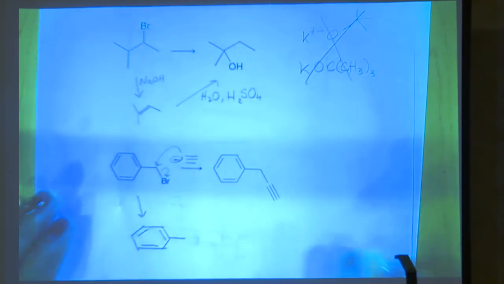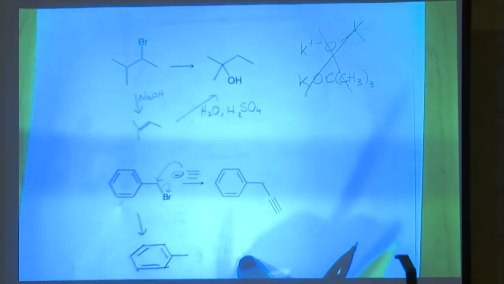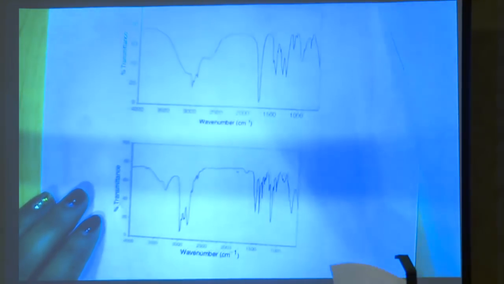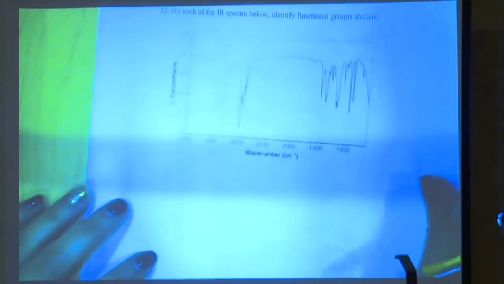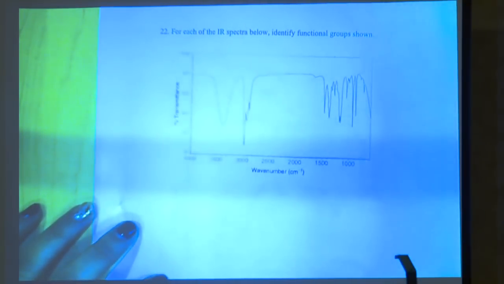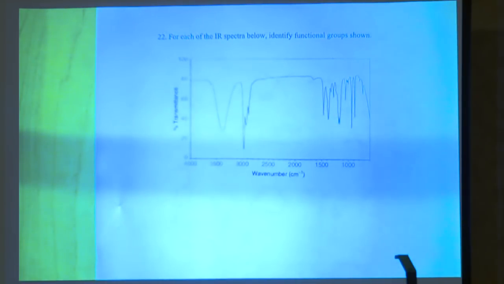so that we can actually get to some IR. Do you guys want to do IR? Okay, cool. So what functional groups or group are shown here? Is this a carboxylic acid?